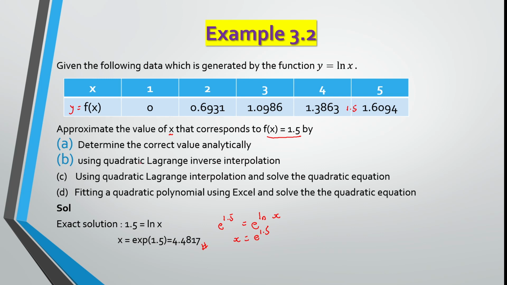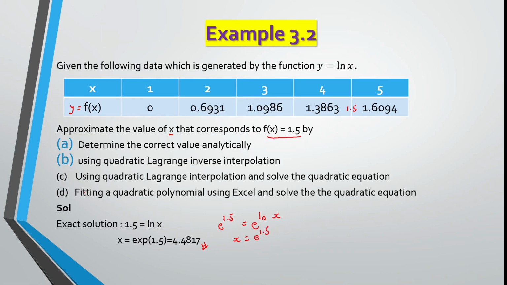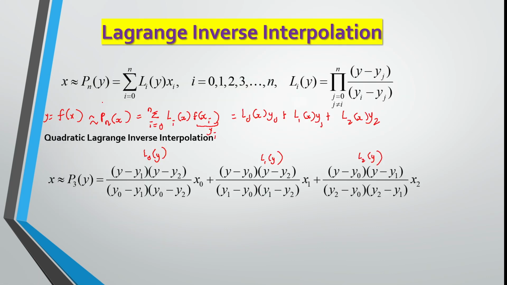Question B, using quadratic Lagrange inverse interpolation, means this formula here. Question C, using quadratic Lagrange interpolation and solving the quadratic equation. For question C, you use the interpolation formula. If for question B you use this formula, then for C, if you use the interpolation formula, your formula is actually this, which is f(x).